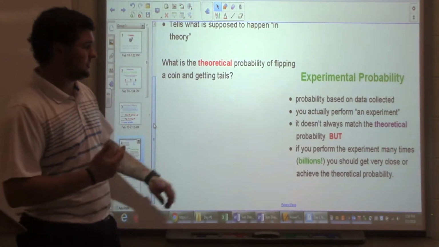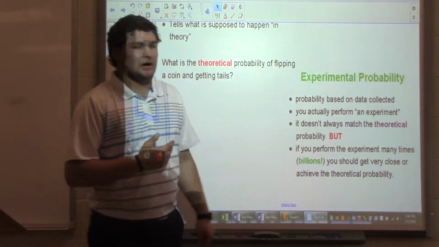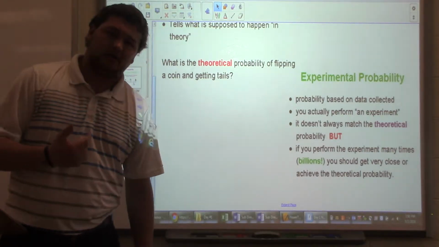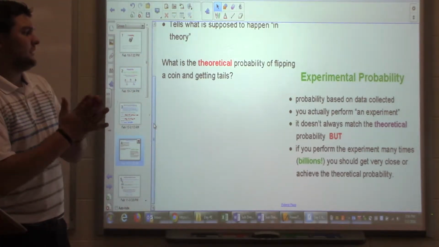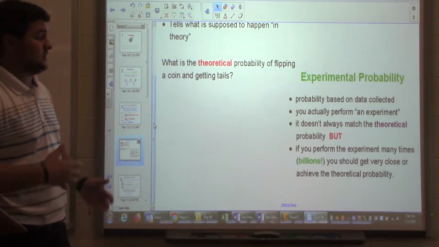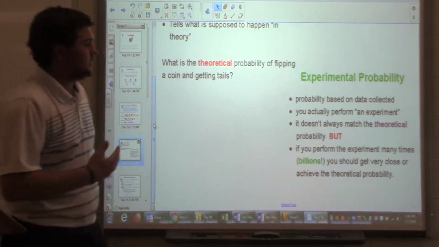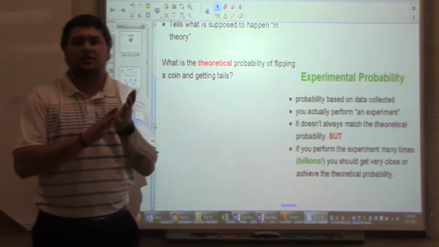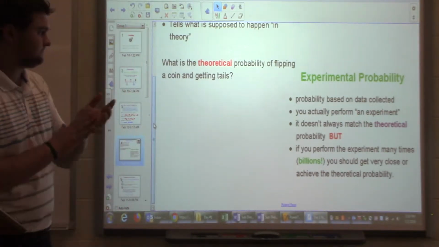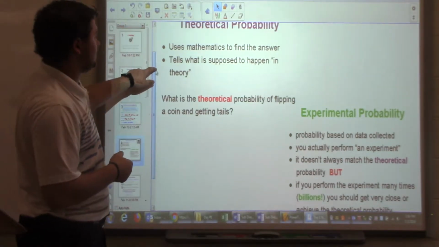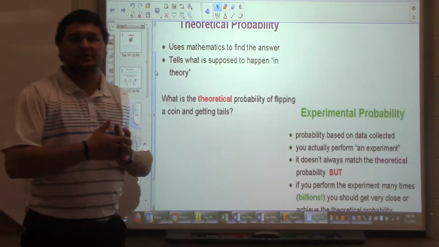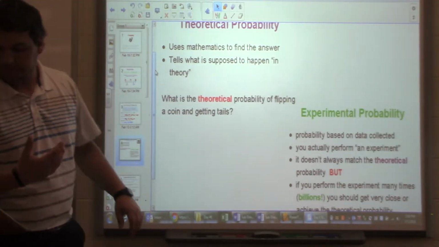The more times we do something, the more the experimental probability gets closer to our theoretical probability. So, if we perform it 1 billion times, or even more than 1 billion, billions, we should get very close to achieving our theoretical probability. So remember, theoretical, what's supposed to happen. Experimental is what actually happened.